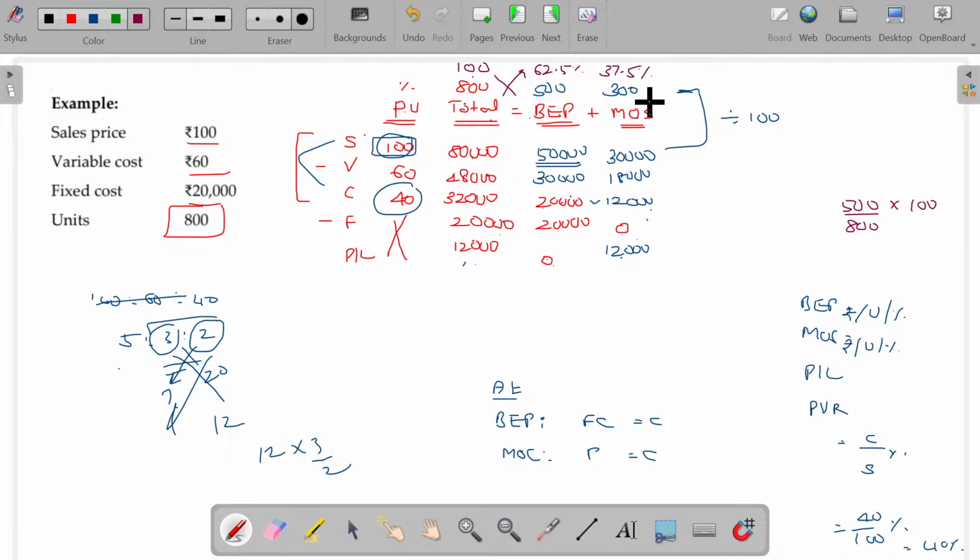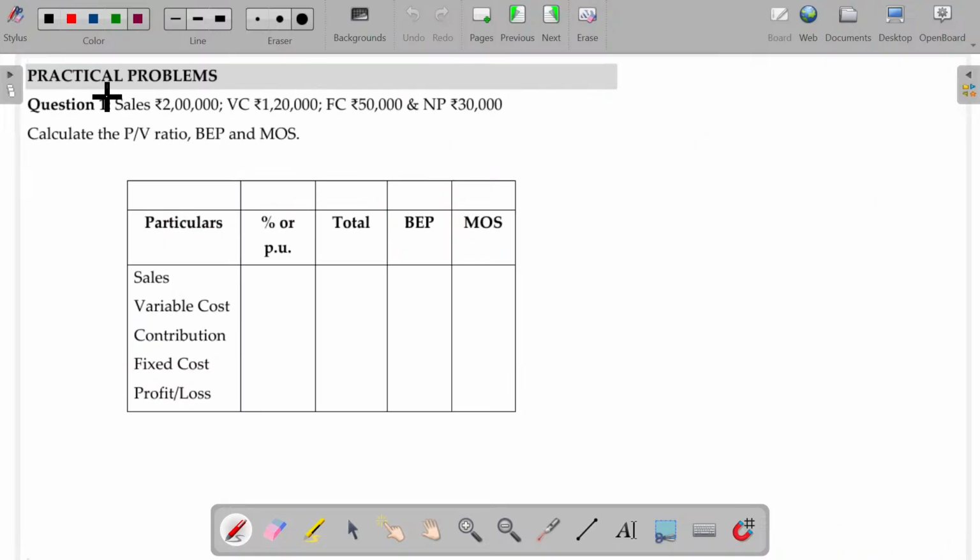Any doubts here? Now, let's try to solve this illustration. Come on, solve in your own text. So, what do you have to do? Sales is given, variable cost is given, fixed cost and net profit is given. You have to calculate PVR, BEP and MOS.